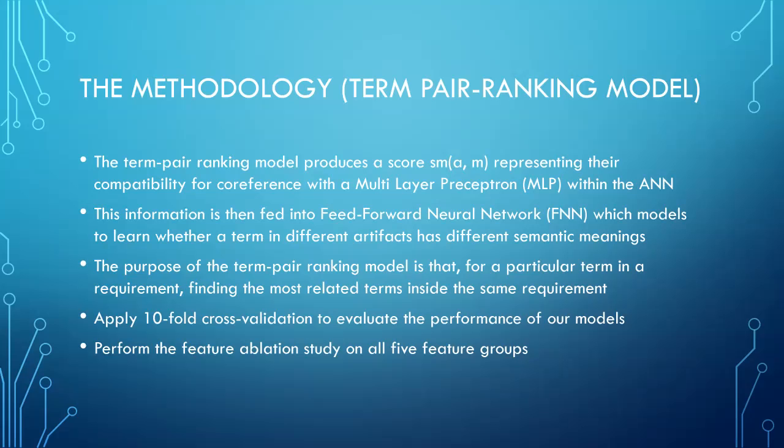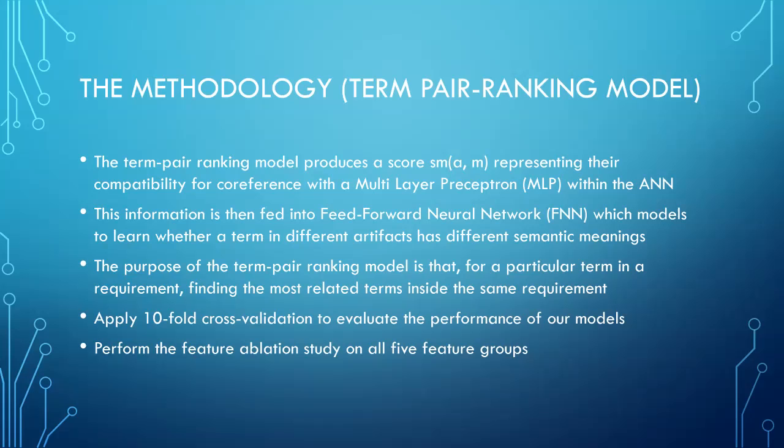Vector model of meaning is considered the most common way to compute semantic difference. Using this process, scores are fed into a feed-forward neural network model to learn whether a term in different artifacts has different semantic meanings. The detailed information of input features is as follows: the two preceding words and the two following words, the POS tag, or part-of-speech tag, of the mention, the distance between the mention and its candidate antecedent in sentences, and string matching features.